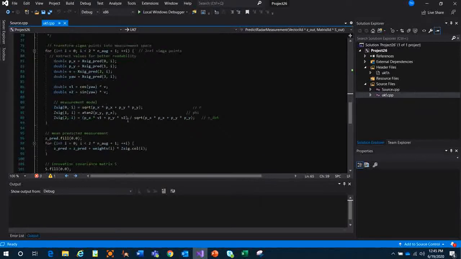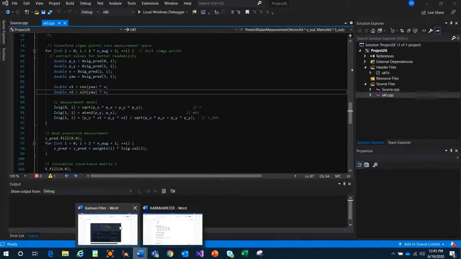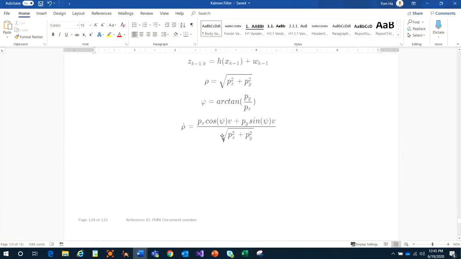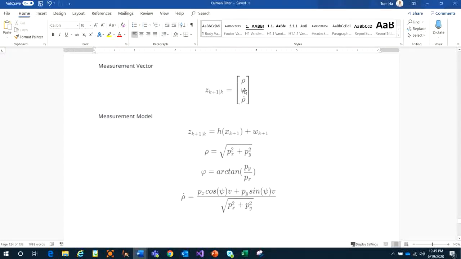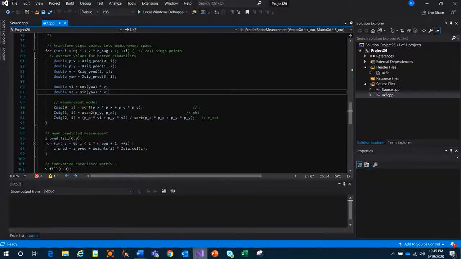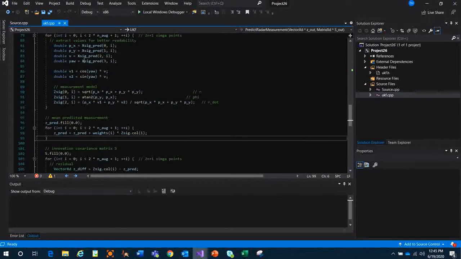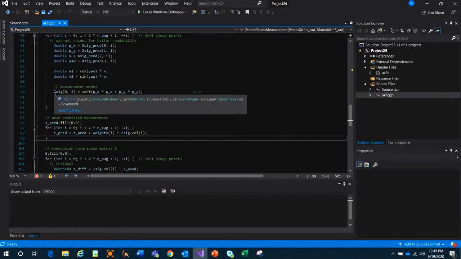We also have the measurement model right here, you remember, I showed you. You see they have the three values, rho, phi, and rho dot, in the formula. That's the reason we had to change the values PX, PY, V, psi, psi dot and pass them through this model, right? And you get the rho, phi, and rho dot, and we put them into the Z sigma point.